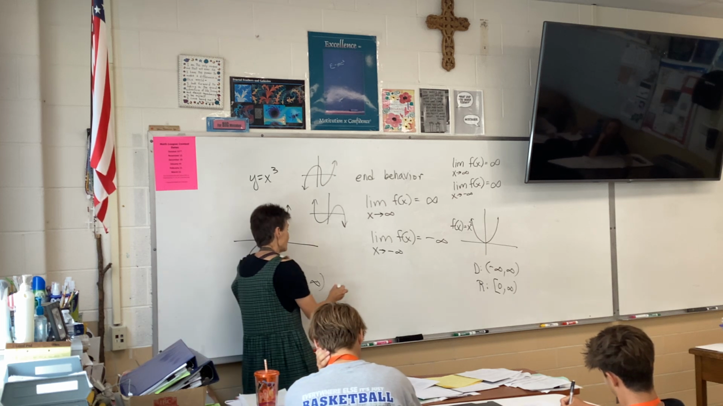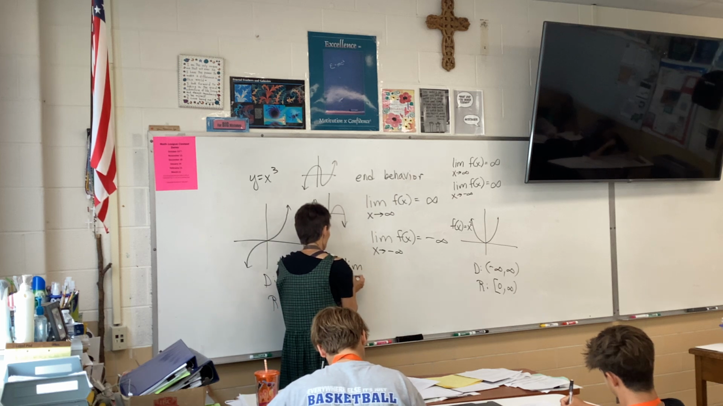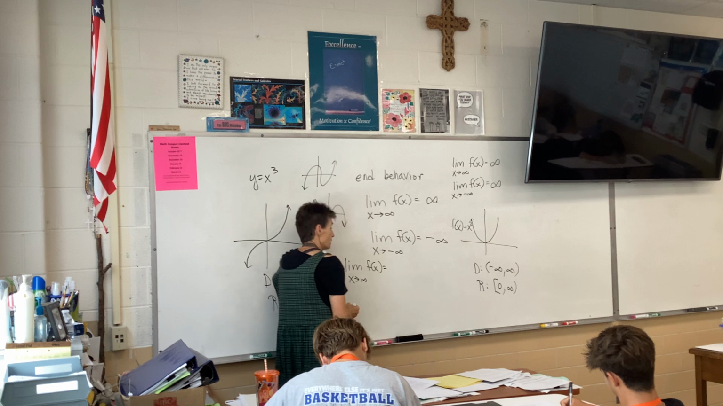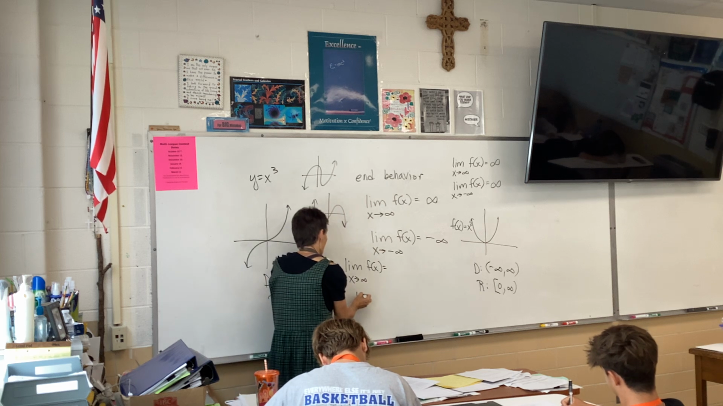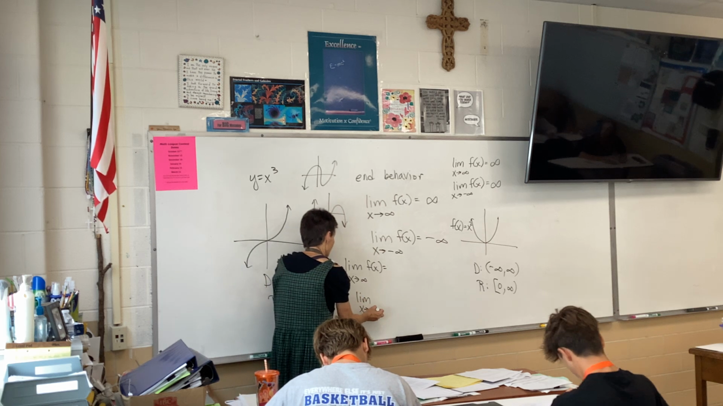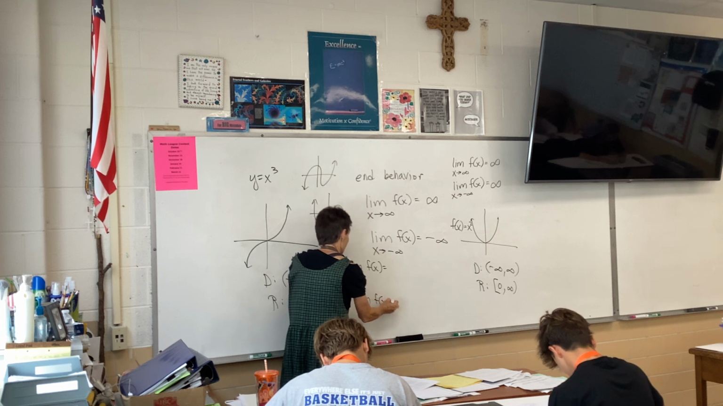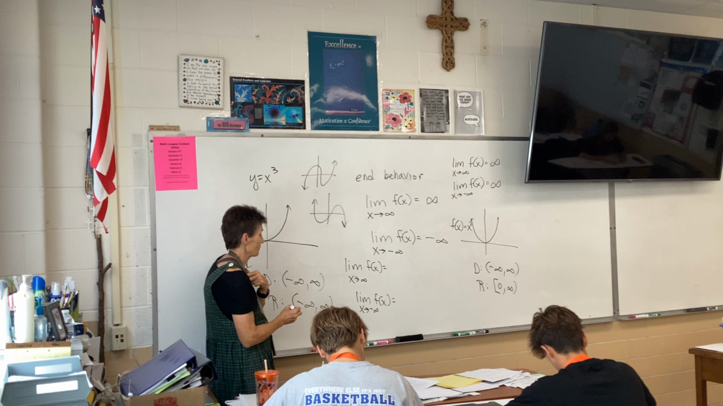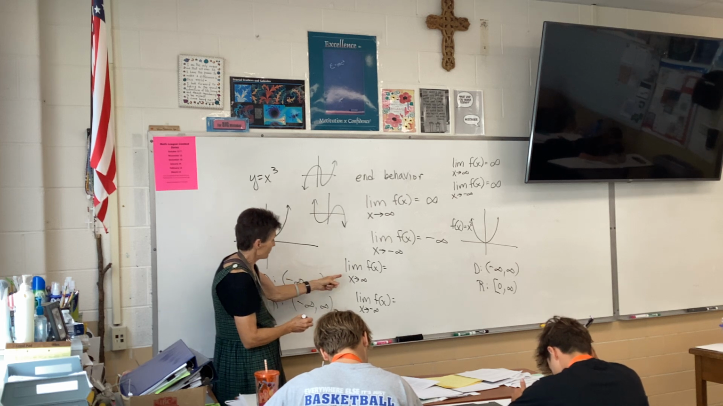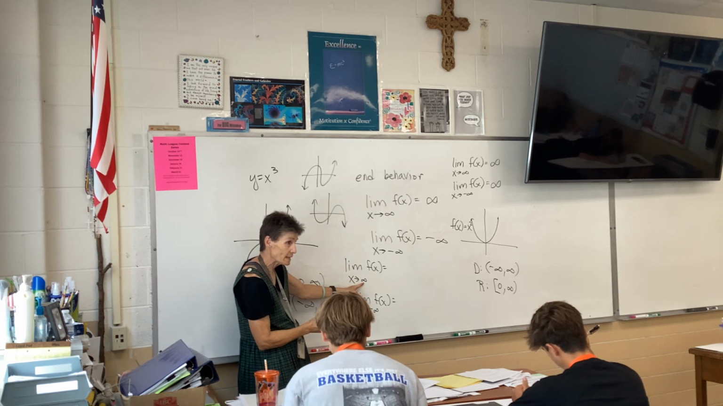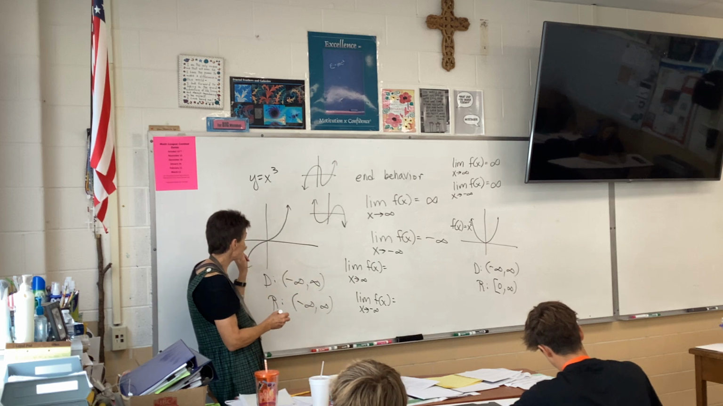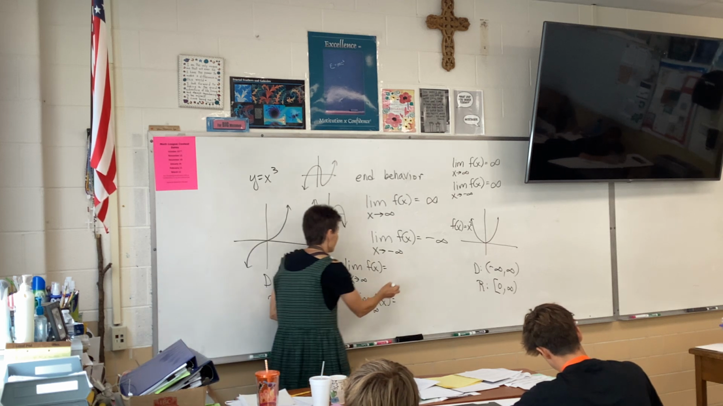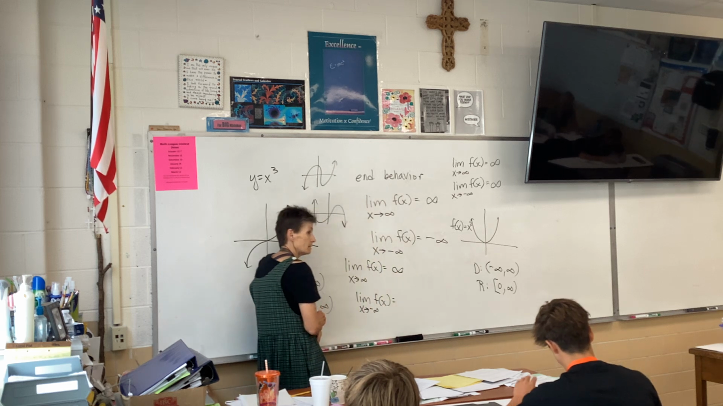All right, let's do the end behavior. Remember, every time we do end behavior, we're writing this. So, limit as x goes to the right. What is happening in my picture as I go to the right? Up. And left.